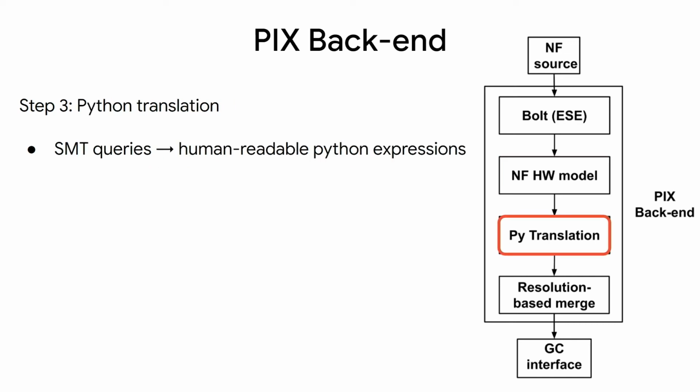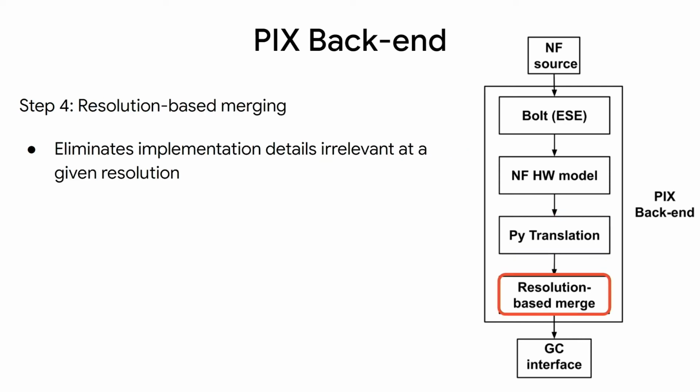The next 2 steps are fairly simple. The third step translates SMT queries into human-readable Python expressions. And the last step basically takes in a resolution and eliminates details that are irrelevant at that resolution. The end result of all these steps is a general case interface, which expresses performance as a formula.